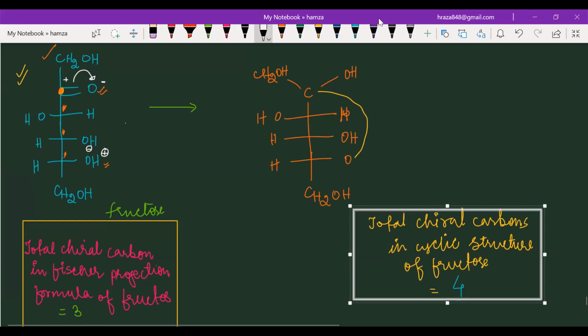So please write it and let me know when you are done with this. This carbon 2, then 3, then 4. Is that clear to everyone? No one is replying except Nafisa.